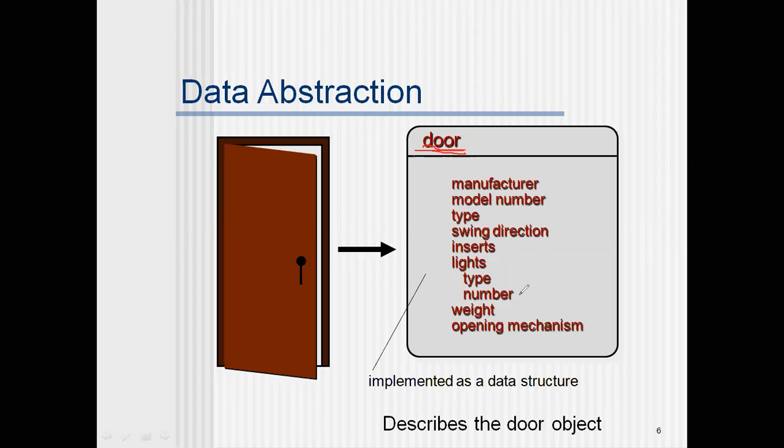Okay, it has some set of attributes. One is door manufacturer, size, model number, type, swing direction, inserts and lights, weight, and opening mechanism. Many attributes we may have related to a door: the opening mechanism, the height and weight of that particular door, which kind of wood we have taken for manufacturing that door, and the model number. Like that, there are many attributes included in this particular door, isn't it? What is door here? Door is one of the data objects here.